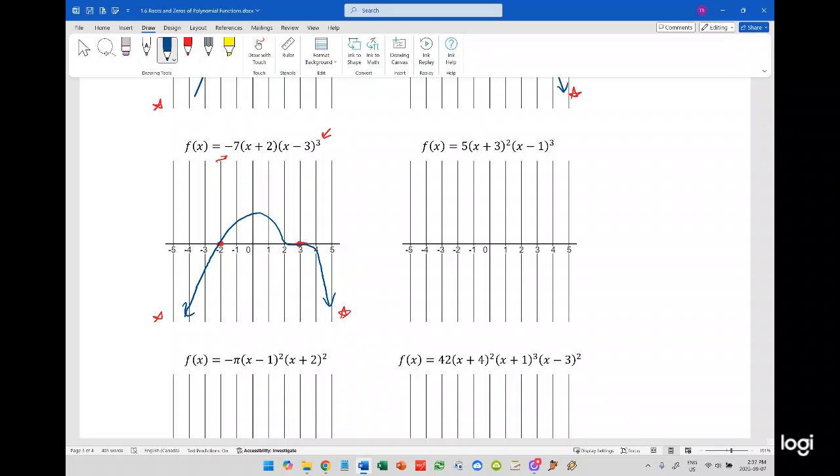And if you're curious how any of these exactly look, by all means, just open Desmos and throw the functions in, and you'll see exactly how they look. But we're just looking for the general kind of qualitative shape.